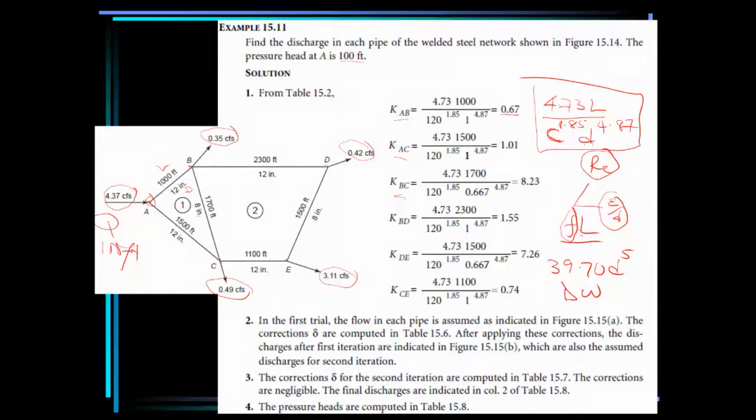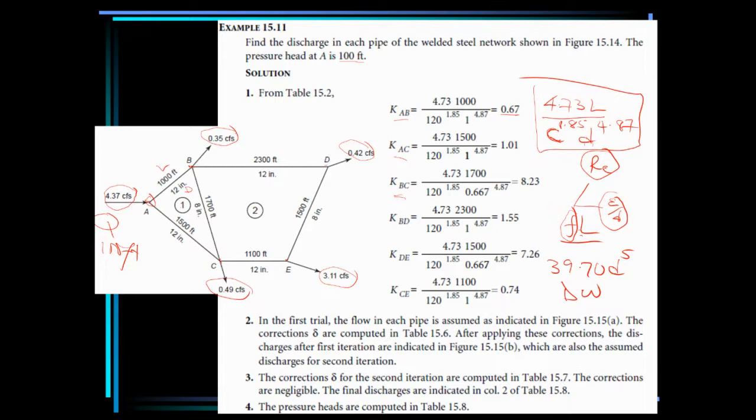Once you compute the resistance coefficient for each pipe, we now go to step 3. Step 3 says that you should assume a discharge Q and its direction in each pipe. This is just arbitrary, but you should bear in mind that the total discharge at each node should be equal to 0, meaning inflow should be equal to outflow. So this is just the guiding principle.